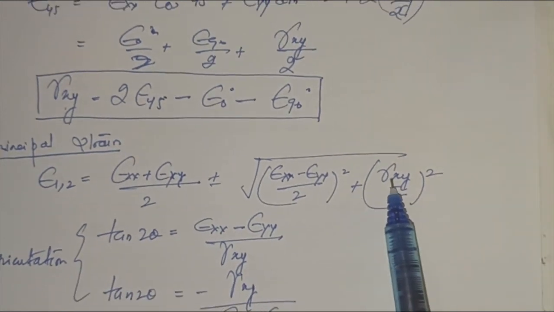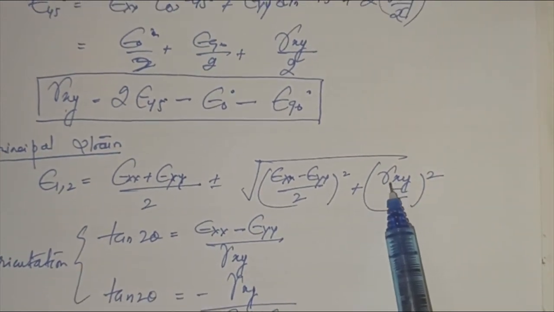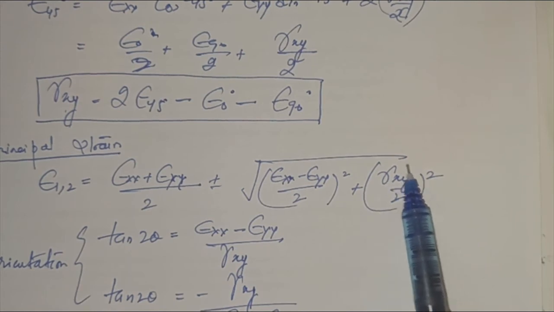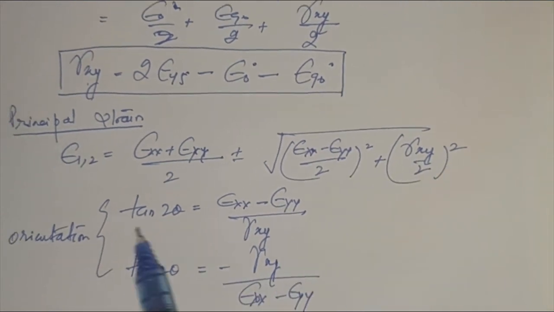Here plus tau xy, now what you have to put? Gamma xy by 2, the same component of the shear, gamma xy by 2. Earlier it was tau square only, remember this point. The rest of the points are same.